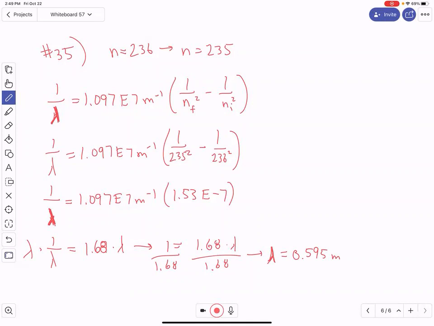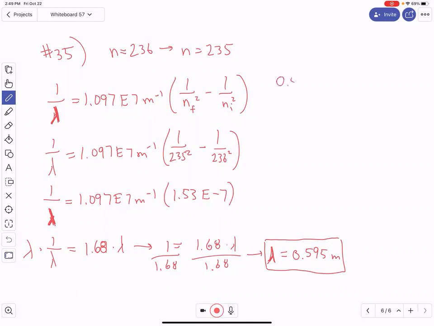And then what do they ask for? Scientists have detected, blah, blah, blah, calculate the wavelength in nanometers. So, all right, we've got the wavelength in meters. Our wavelength is 0.5 meter, right? Very low energy, not much of a transition at all. But then the last step, convert meters to nanometers.